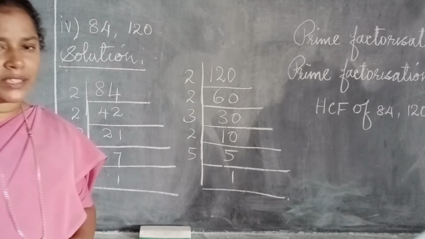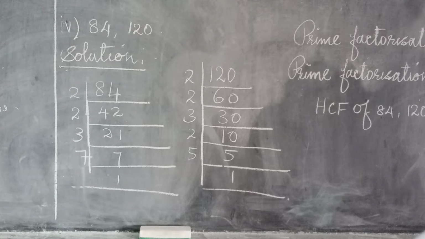Then when we multiply 2 into 2 into 3, that is equal to 12.